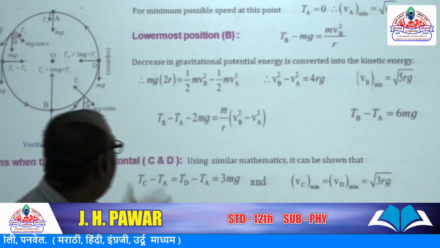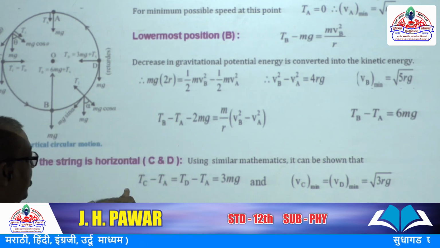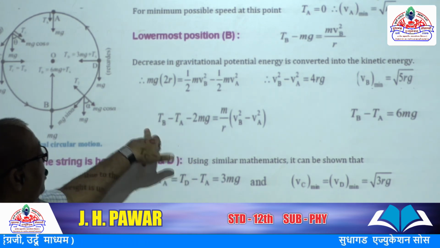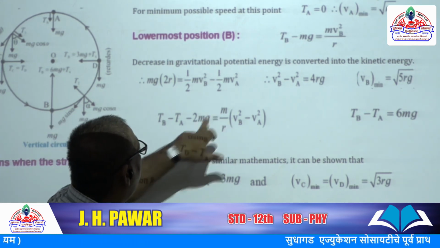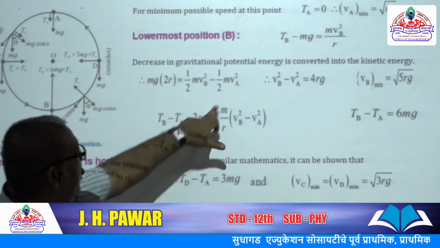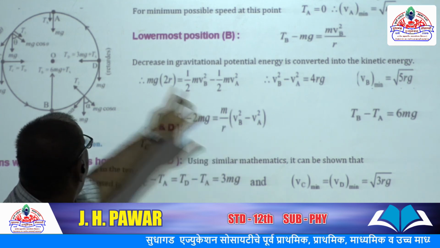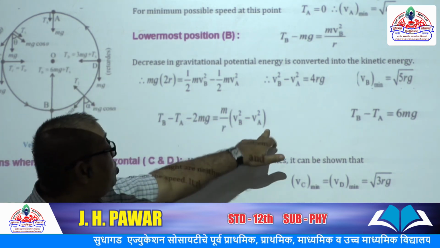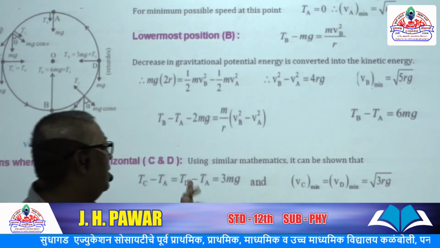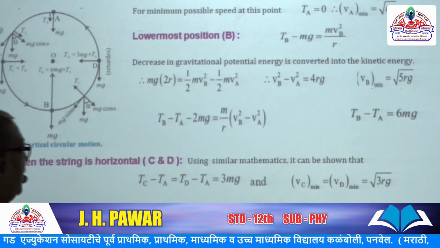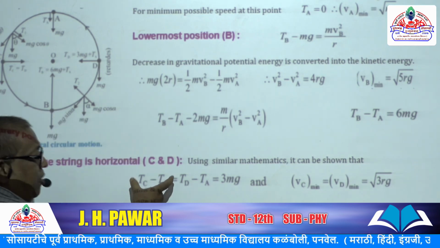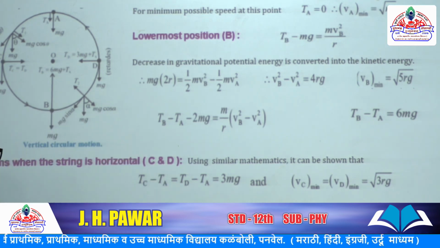And similar mathematics we take here, TC minus TA or TB minus TA. Here look at the thing, we go through minus 2mg, m upon r, vc or vd square minus va square, and thereafter you get the relation 3mg. I think you can do this expression at home.